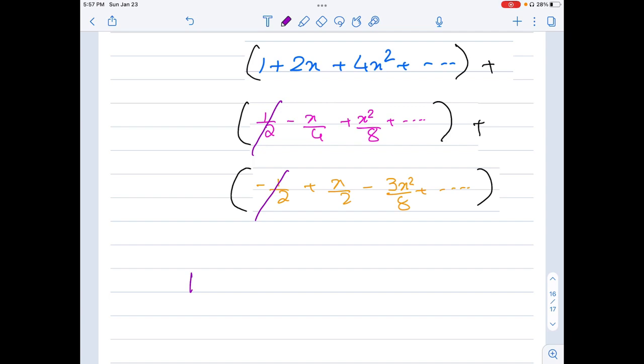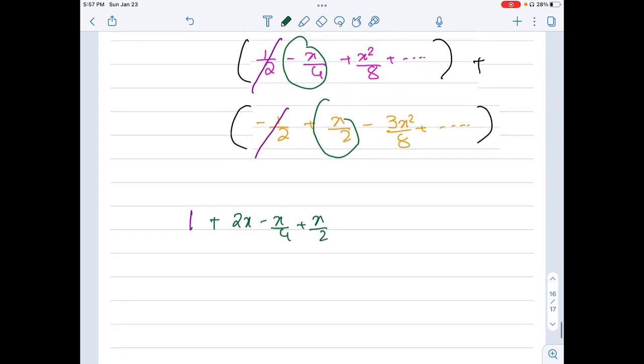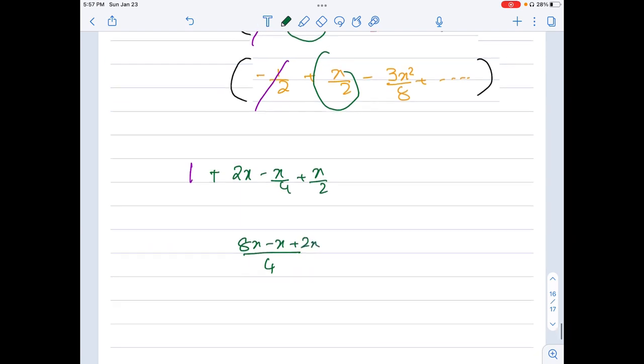Then I have to take the values of x. This is 2x minus x upon 4 plus x upon 2. So common denominator is 4, 8x minus x plus 2x. So it becomes 9x upon 4. So 1 plus 9x upon 4.